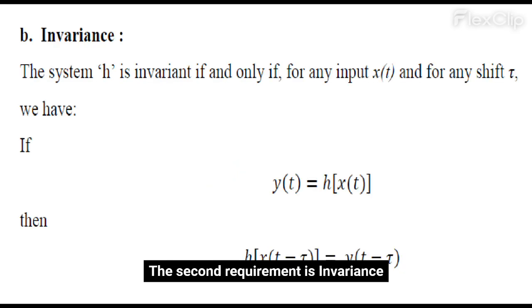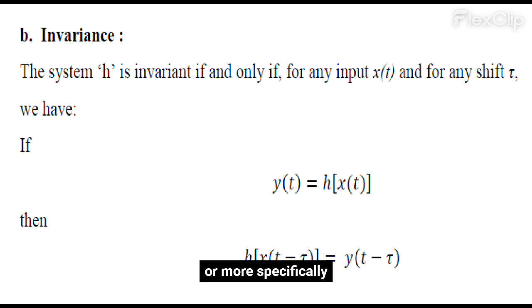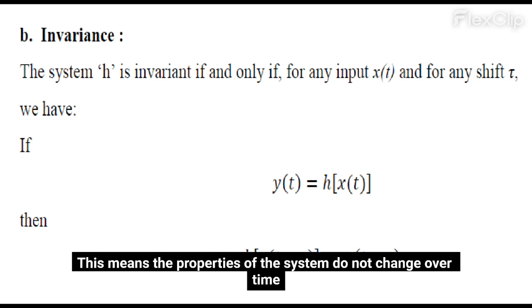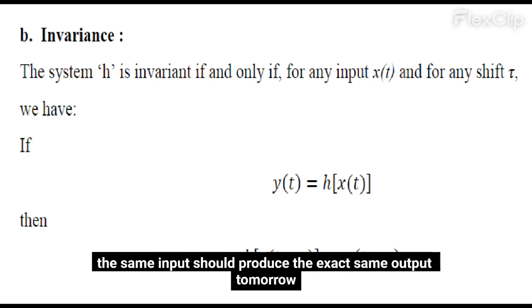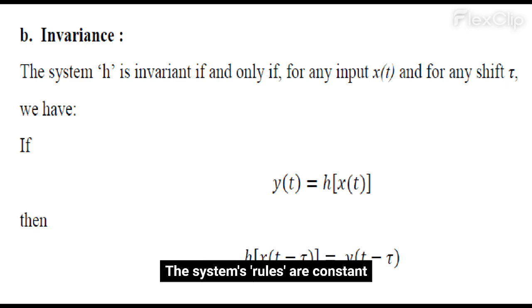The second requirement is invariance, or more specifically, time invariance. This means the properties of the system do not change over time. If an input x(t) produces an output y(t) today, the same input should produce the exact same output tomorrow, just shifted in time. The system's rules are constant.